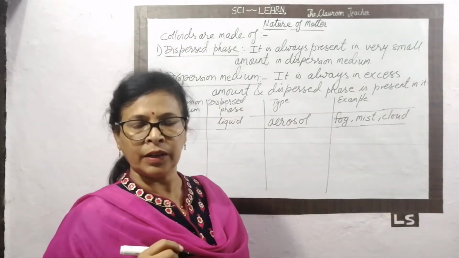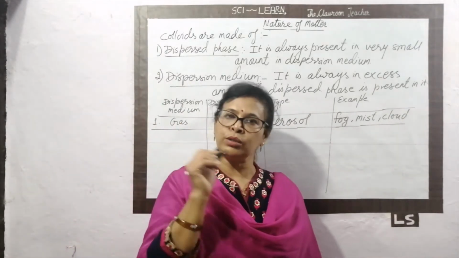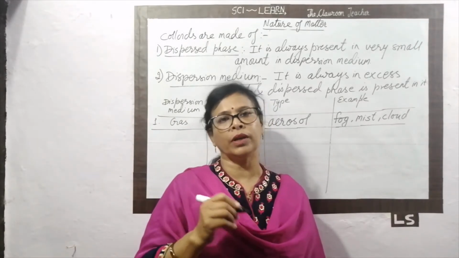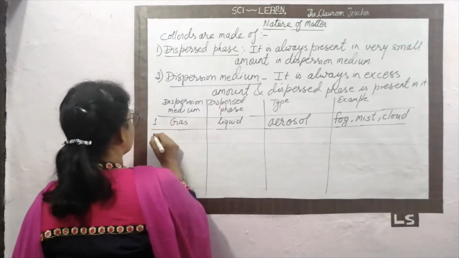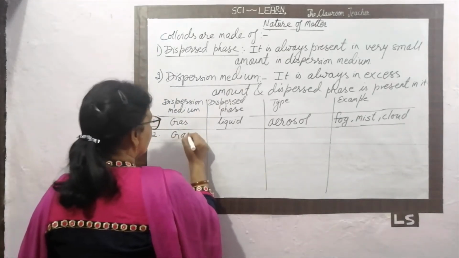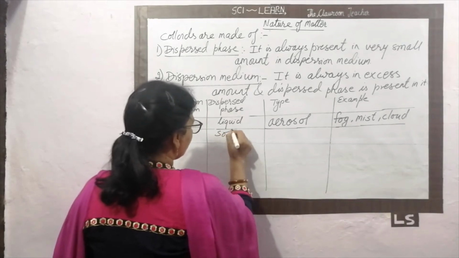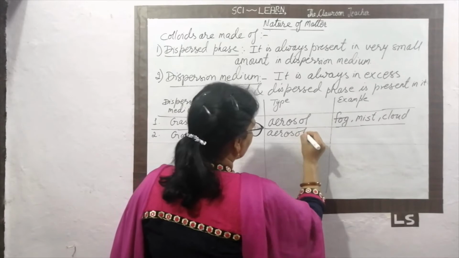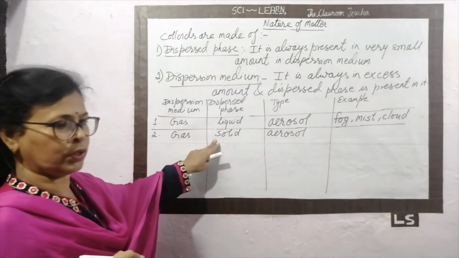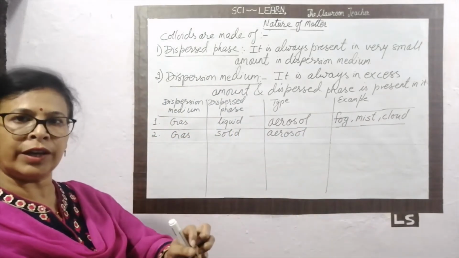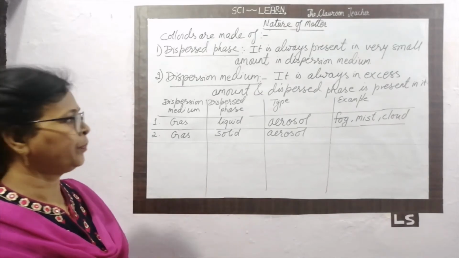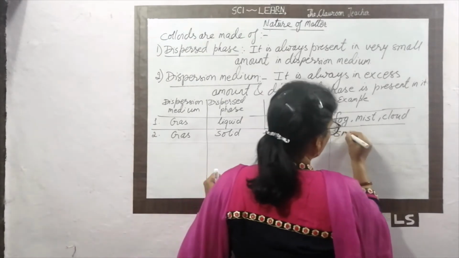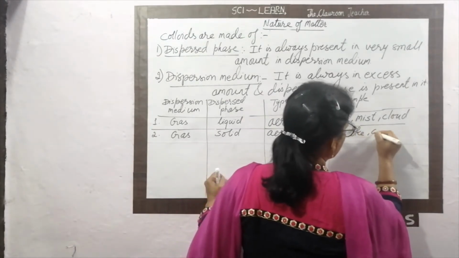dispersed phase. The dispersed medium gas also combines with solid. When it combines with solid, again it forms aerosol. Again, dispersion medium is gas, but dispersed phase is solid. This is also called aerosol, a solution of air with liquid or solid. And what is the example here? Smoke, dust.